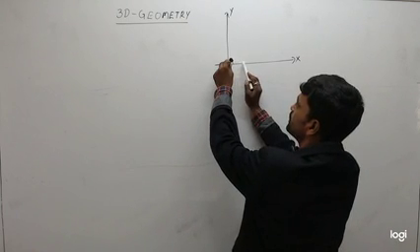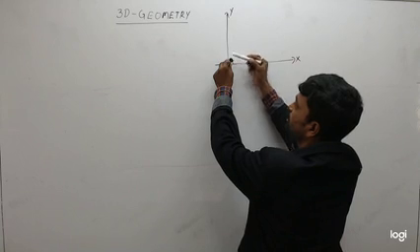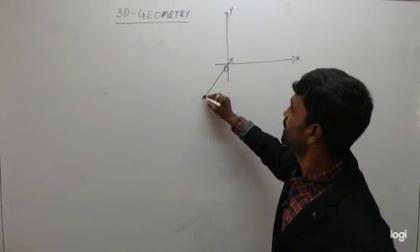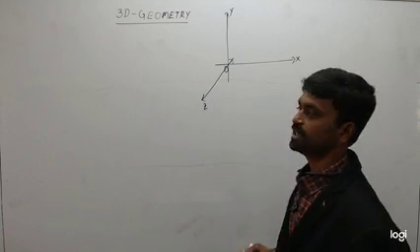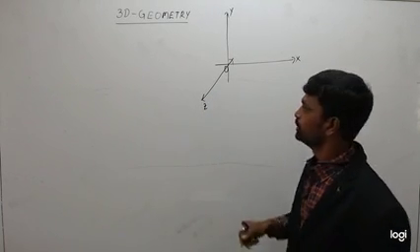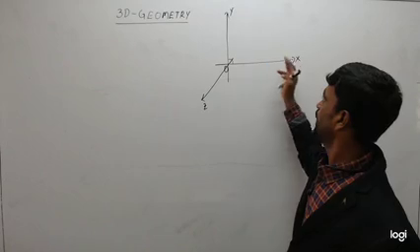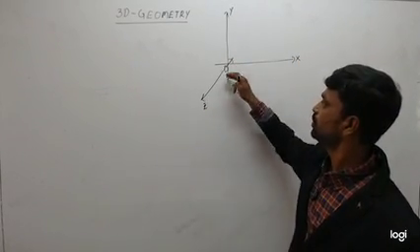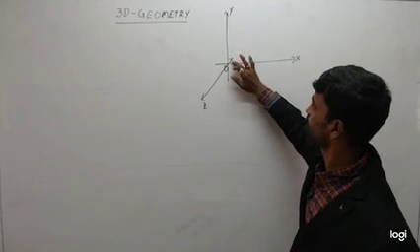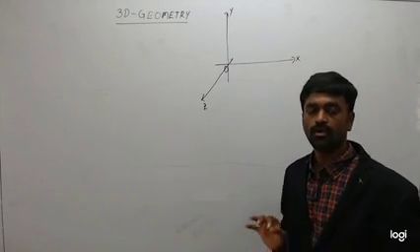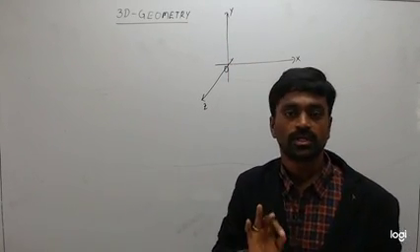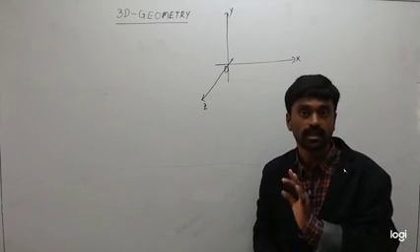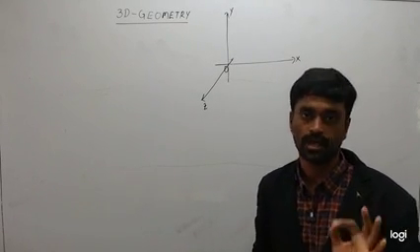Okay, so it is perpendicular to the x-axis and also perpendicular to the y-axis. And the name of this line is what? Z-axis. So X'OX is the x-axis, this YOY' is the y-axis, this ZOZ' is the z-axis. Now these three lines are what? Mutually perpendicular lines. These three lines are also called coordinate axes.